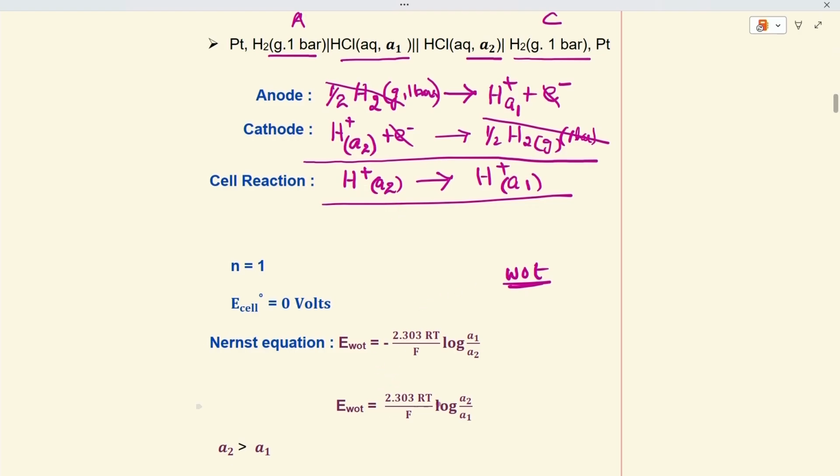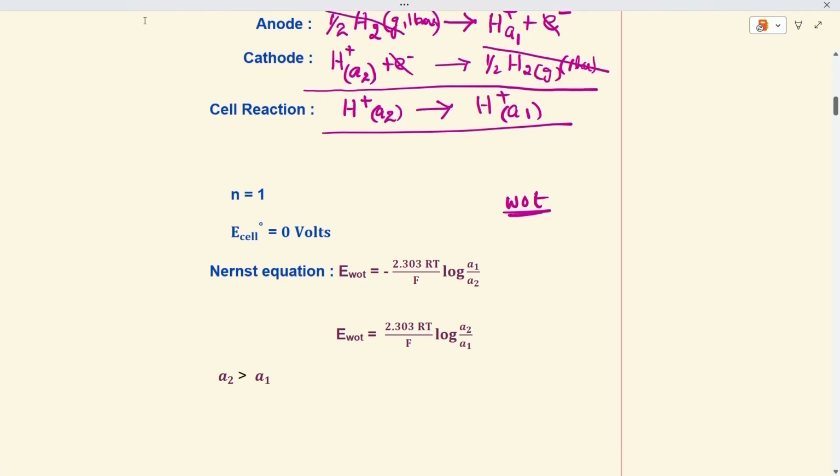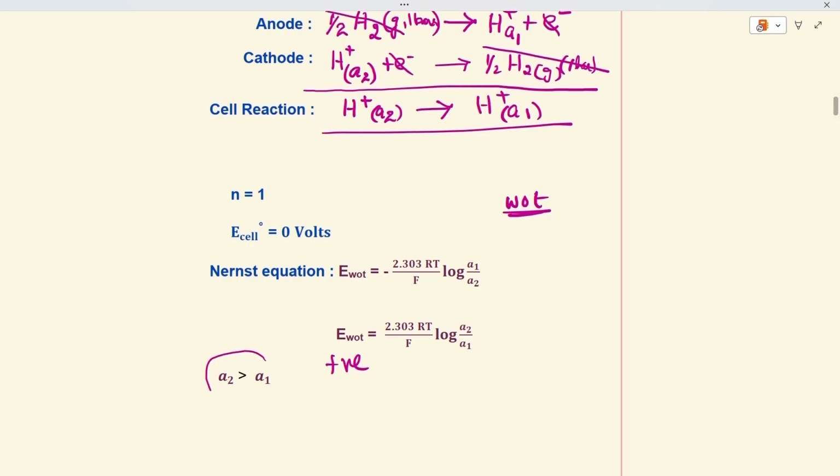Removing the minus sign, that is, just reversing this fraction, you get 2.303 RT by F log A2 by A1. Here, you should note that for the EMF to be positive, that is, if the galvanic cell has to give an EMF, A2 should be greater than A1, that is, the numerator should be greater than A1. Only then will this be positive and you will get the EMF positive.